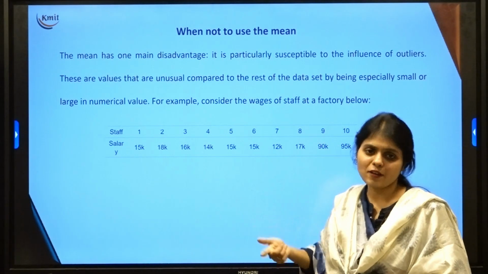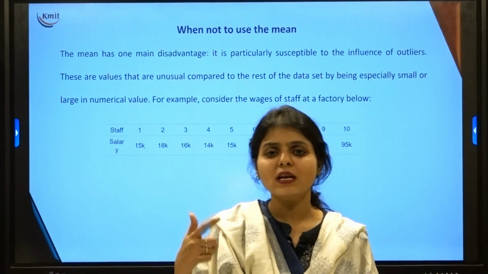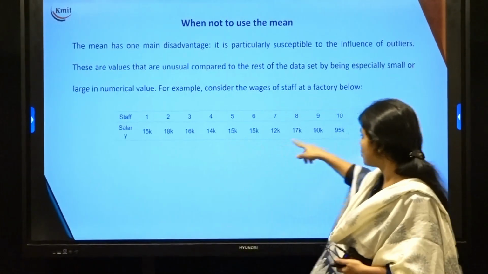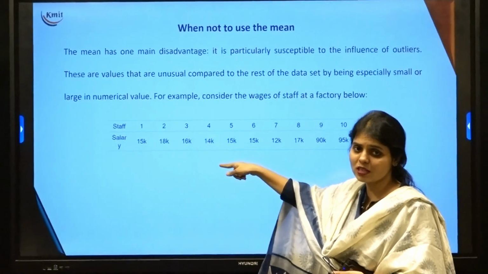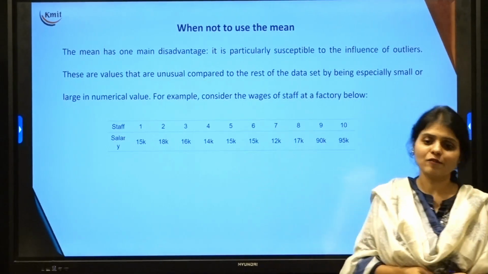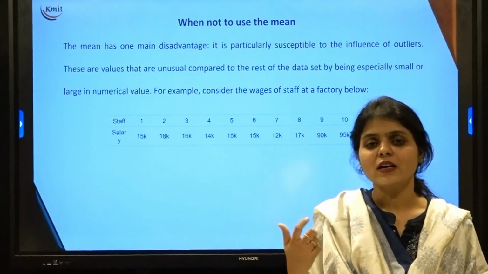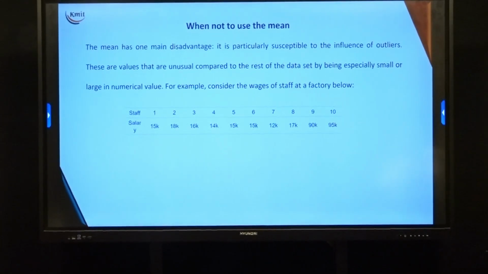So how does this affect things? When I take the average of these 10 samples, the average value would be more than what is expected, because the average salary of these employees would be around 15 to 16k, but adding these two values, the average would be greatly affected. So mean cannot be used in machine learning where the data is suspected to have outliers.